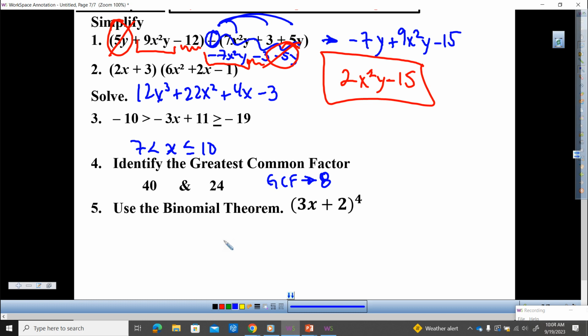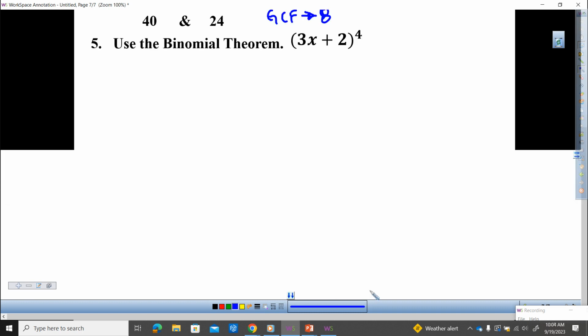No. All right, and I'm going to go over number 5 one more time just to make sure we got the process. So here, what is the first thing we look at when we are given a binomial to whatever power? What's the first thing we look at? Everyone, the exponent. That's going to tell us to build our triangle to the 4th row.